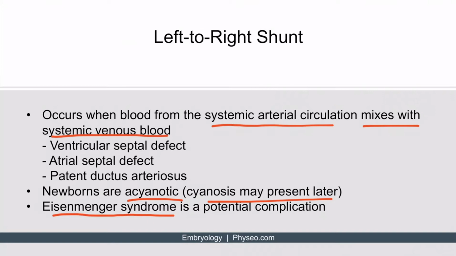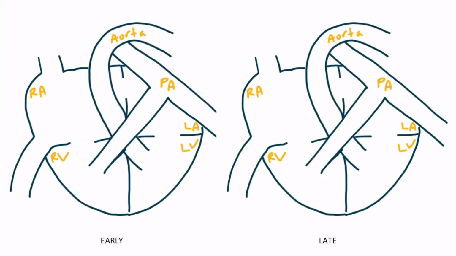Let's talk about this in a bit more detail, and then we'll go through the 3 left to right shunts. So here we have 2 drawings of the heart. The left image will represent early in the course of a left to right shunt, and the right image will represent what will happen later on, so early and late. Let's say this patient was born with an atrial septal defect, or ASD, which we can see right here.